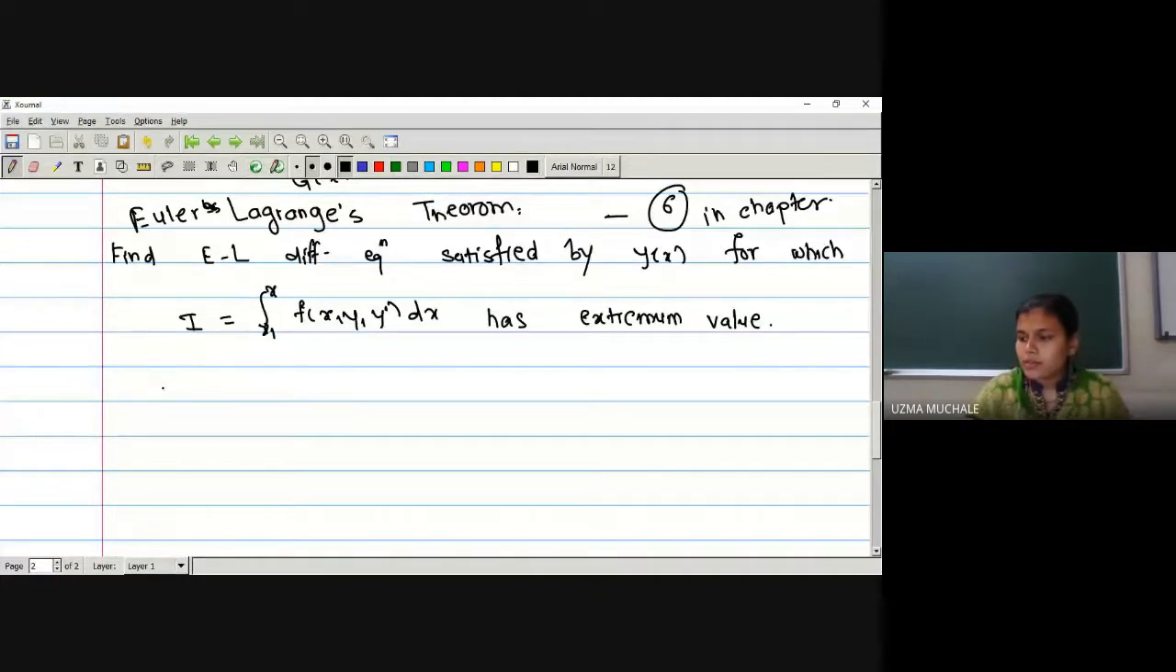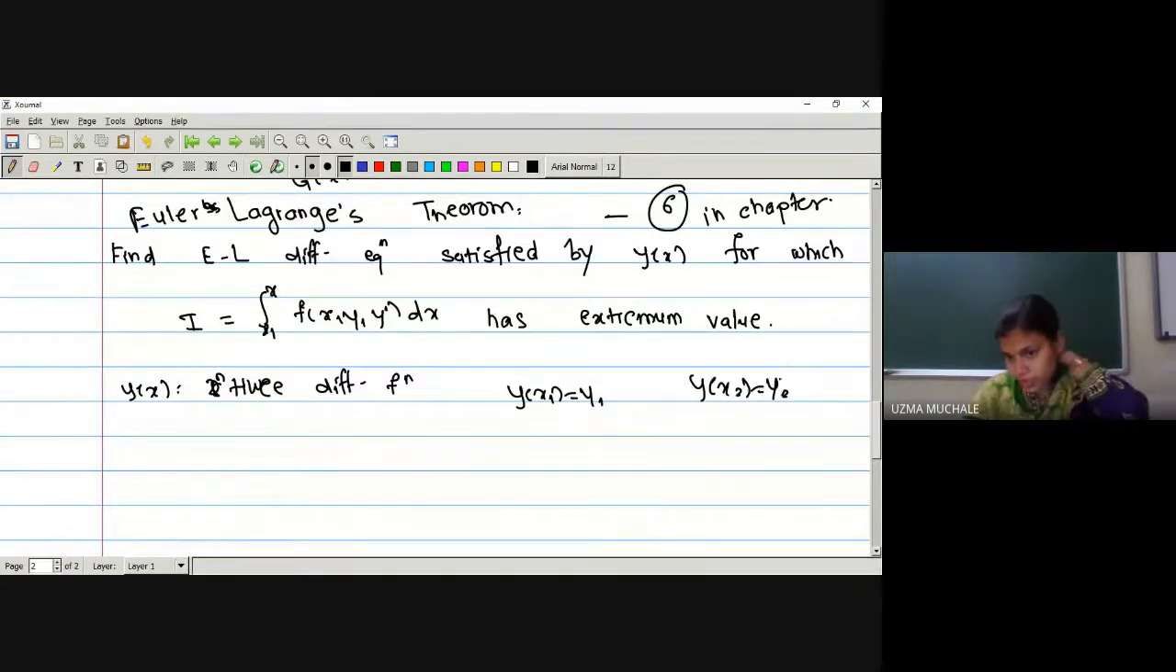Okay, so what is given to us? Find the Euler-Lagrange's differential equation satisfied by y of x, for which the value of the integral has an extremum value. What is given to us is that y of x is a twice differentiable function satisfying the conditions y of x1 is y1 and y of x2 is y2. Now tell me what is given to us and what is our aim to prove.